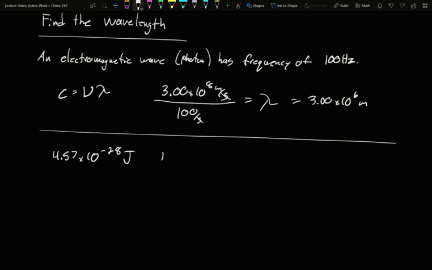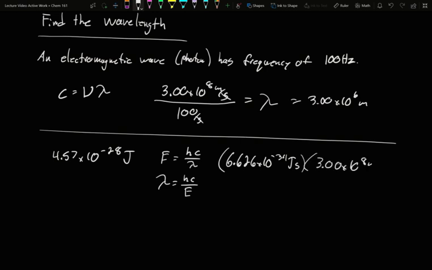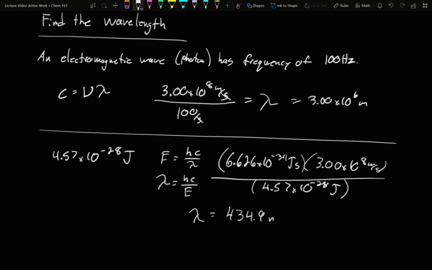All right, if you're back, remember that energy is equal to hc over lambda. So we can solve for lambda if we rearrange so that lambda is hc over energy. 6.626 times 10 to the negative 34 joule seconds, times 3 times 10 to the 8 meters per second, and my energy of 4.57 times 10 to the negative 28 joules. What we'll find is that lambda is 434.9 meters.